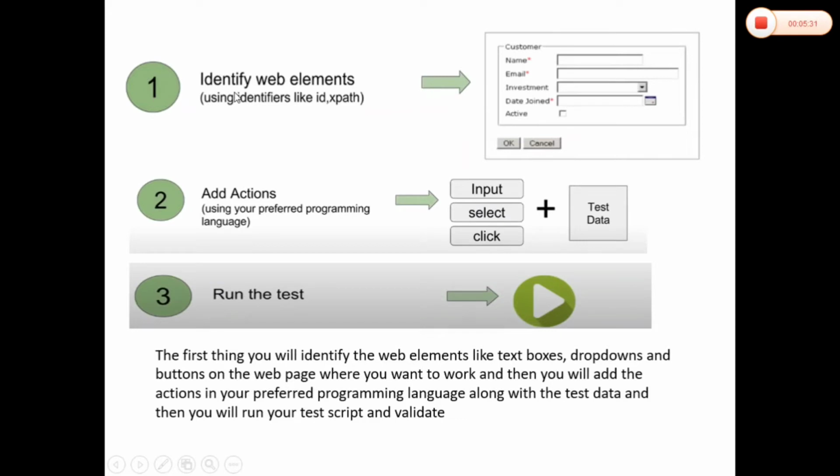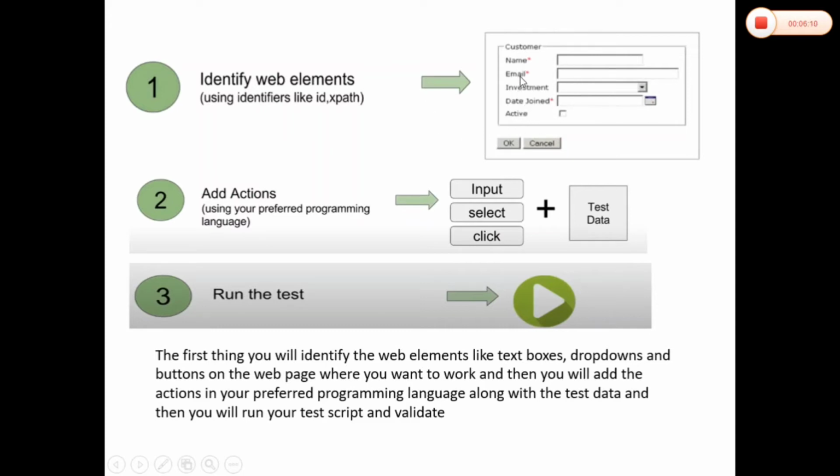So the first step is to identify the web element, and for identifying web elements we require different locators which are available in Selenium. There are 8 types of locators available in Selenium: ID, XPath, link text, partial link text, class name, name, tag name, and so on. With the help of these locators, we can easily identify any object present on the web page.